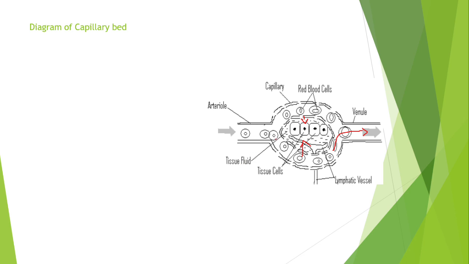So we've got the tissue fluid again on this diagram. We've got the tissue cells, which I've already mentioned. We've got the venule, which later on divides into the vein. Then we've got the lymphatic vessel.